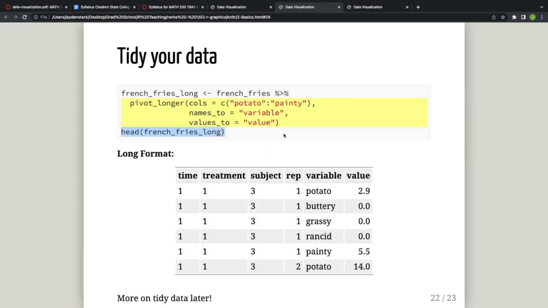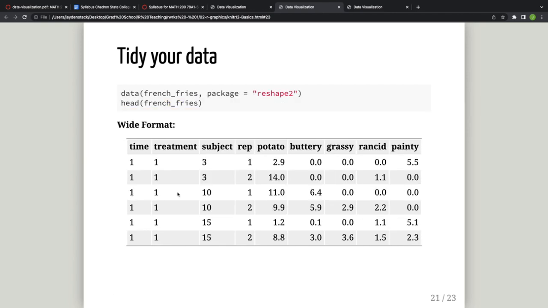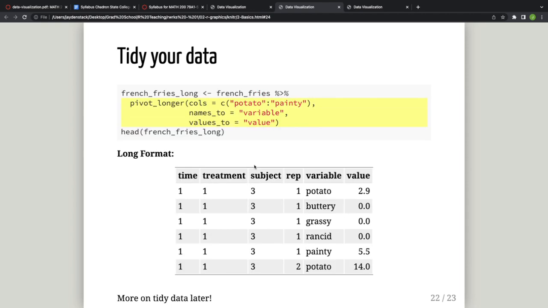Okay. Now let's take a look at what this data actually looks like now. Now I have time, treatment, subject, rep. Now I actually have a variable and a value that attributes to that, right? So now I have each observation to be a row, where earlier I did not, right? I had a row as each repetition, which is not what I wanted it to have. I want each observation to be a row, right? So at time one, at treatment one, at subject three, at repetition one, I have the variable of potato. Its value was 2.9, right?